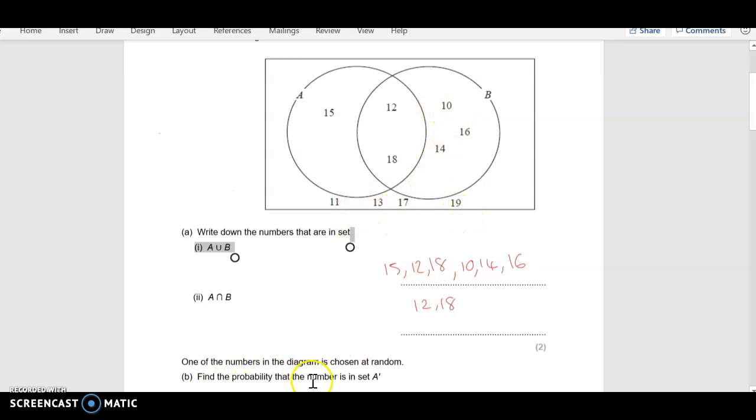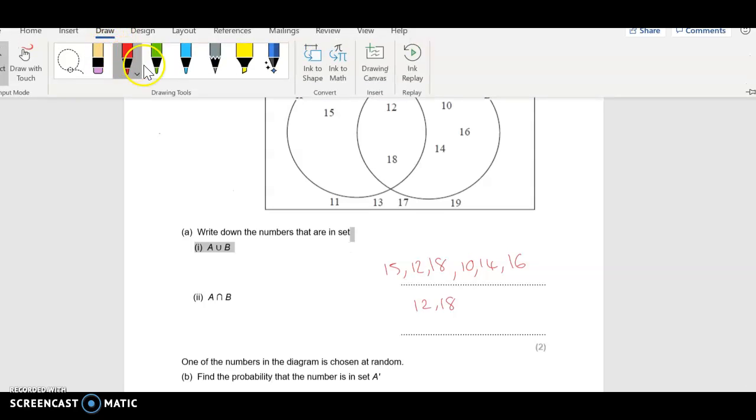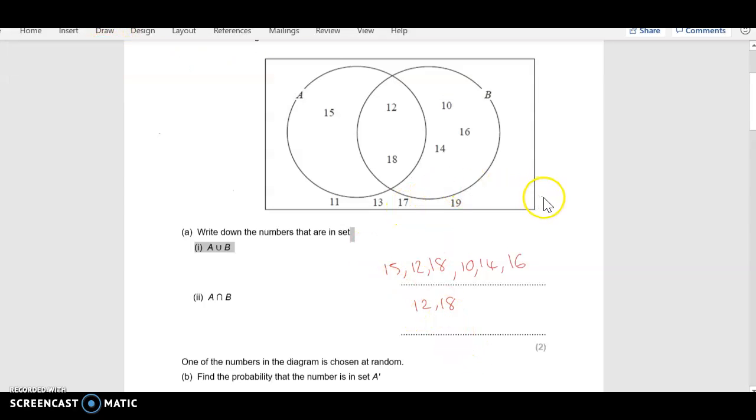Now they want us to write it as a probability, so that means how many numbers are not in A over how many numbers are in total. Okay, so there are 1, 2, 3, 4, 5, 6, 7 numbers not in A out of a total of 10 numbers in total. Okay, well done.